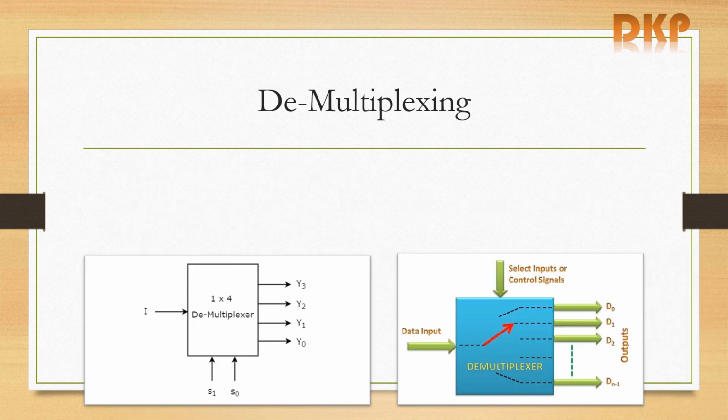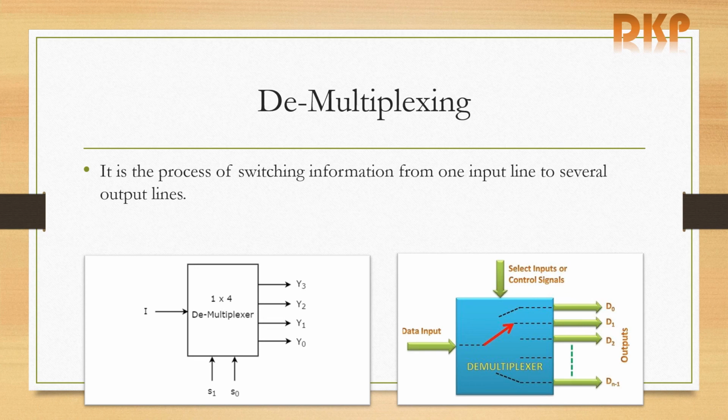The next operation is demultiplexing, and it is the inverse of multiplexing. Demultiplexing is the process of switching information from one input line to several output lines. That is, it is a 1 to n device or 1 to several device. So this figure shows a 1 to 4 demultiplexer.